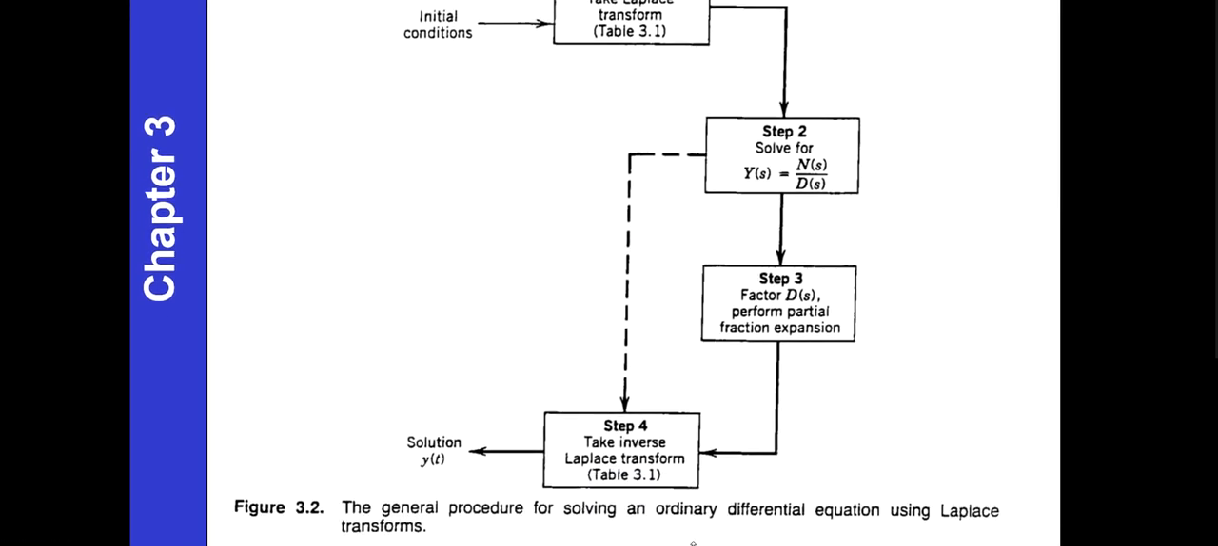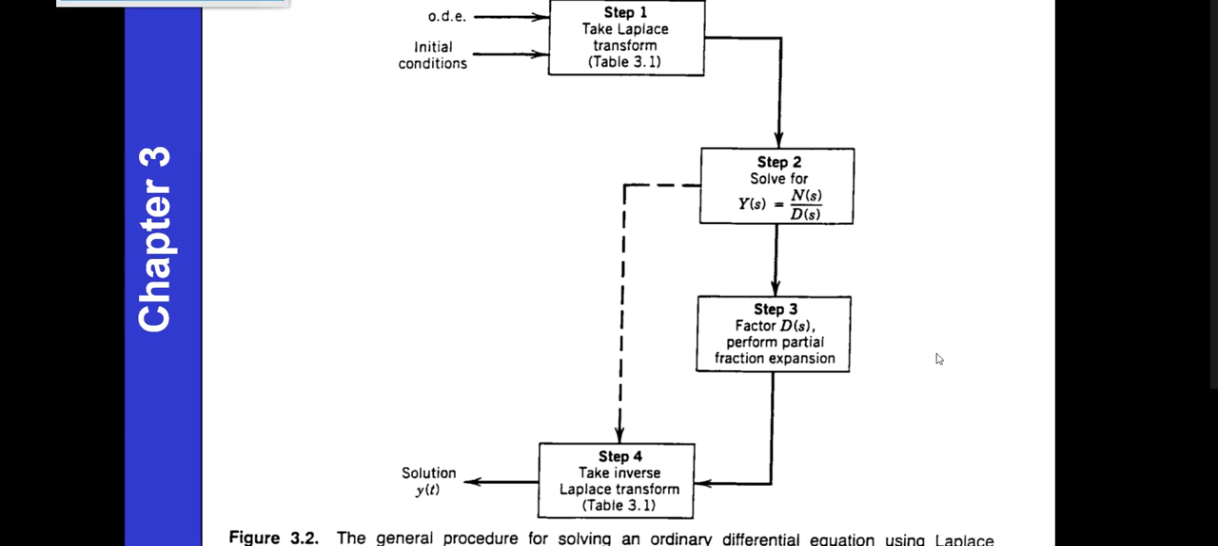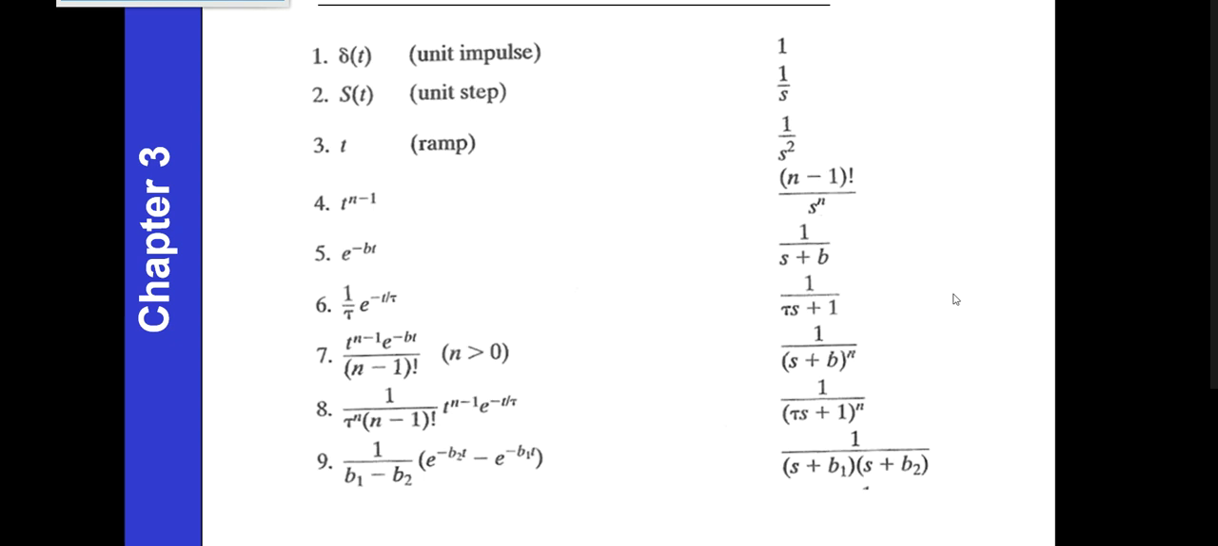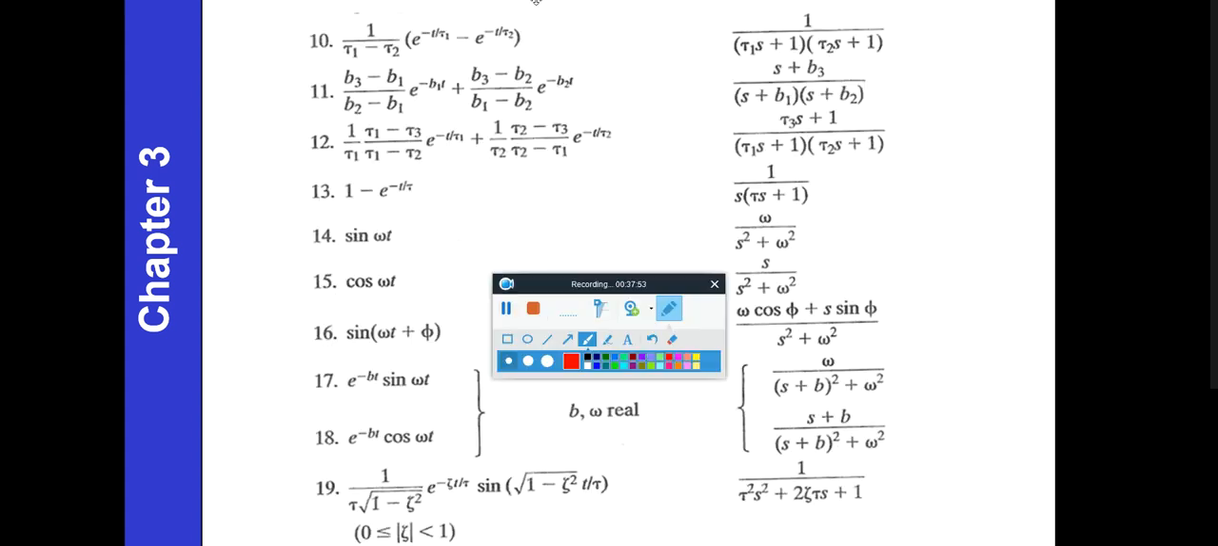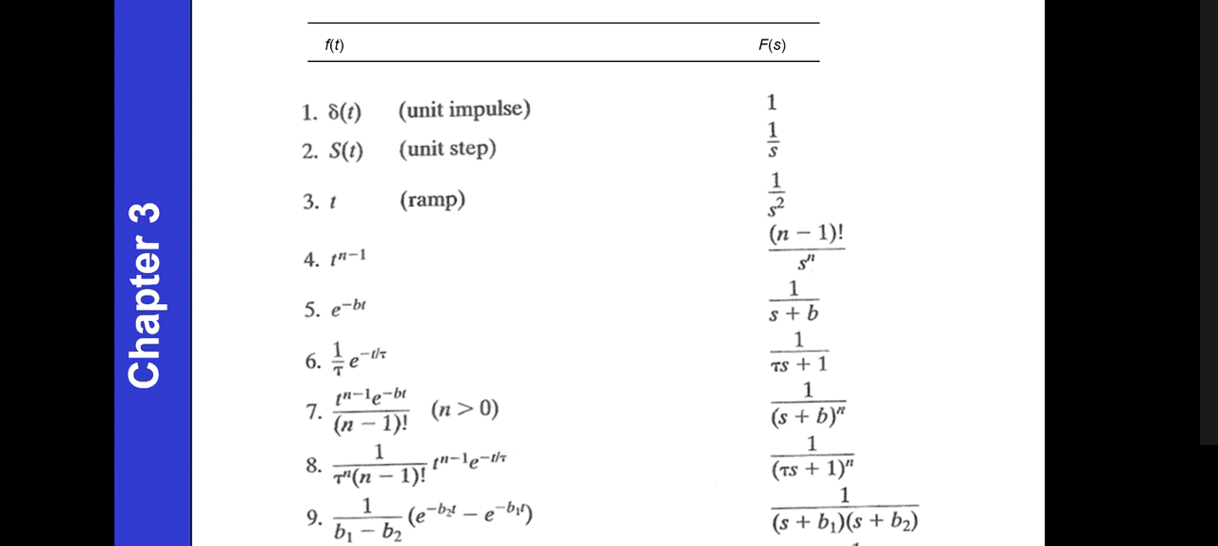And there's this one. Now this is the table that you can use in finding the Laplace transform. So if you have a unit impulse, where is the unit impulse? So unit impulse, if you get the Laplace transform, that's 1.